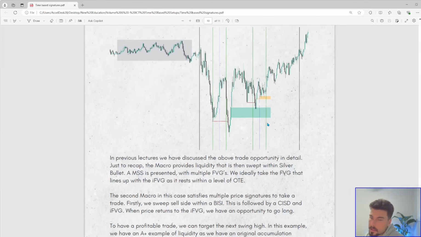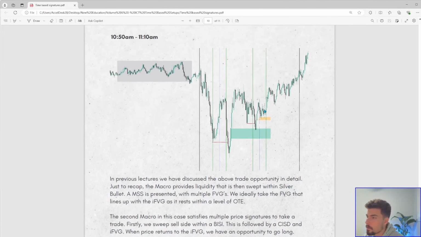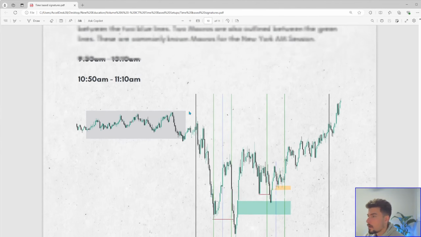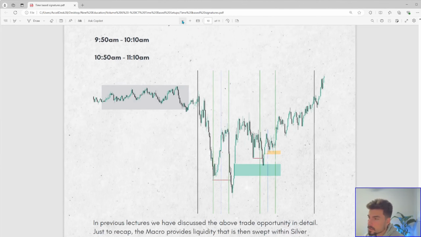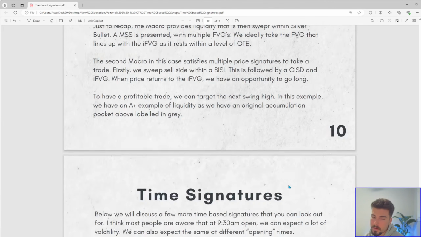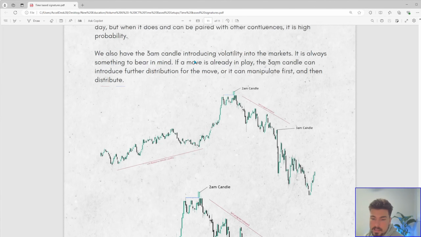And this is like an A+ example because we're doing a macro, right? We've got all this pre-analysis, right? We've swept liquidity here, we retraced into OTE, we've swept liquidity here, we've had an inversion, we're in a macro, and we've got accumulation to target. So yes, you can enter in a macro, yes, you can enter in silver bullet, but do you have a clear target? That's the final piece of the puzzle, right? The final piece.